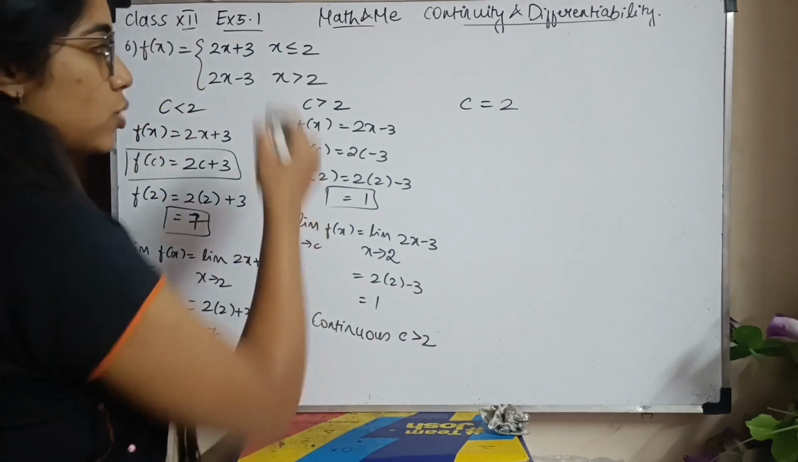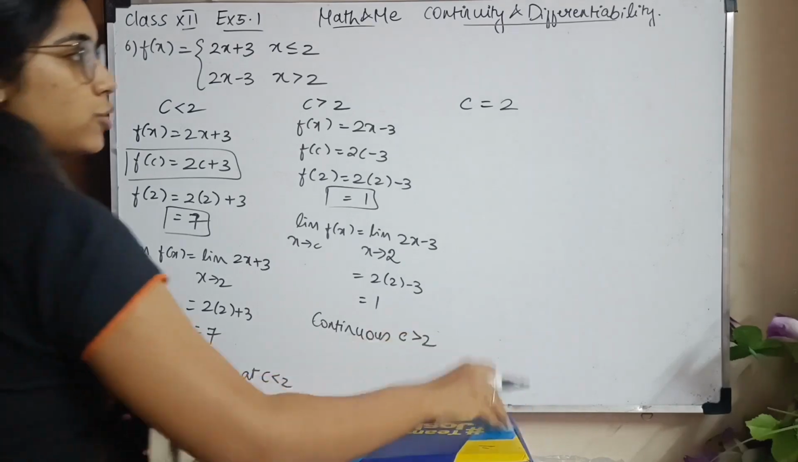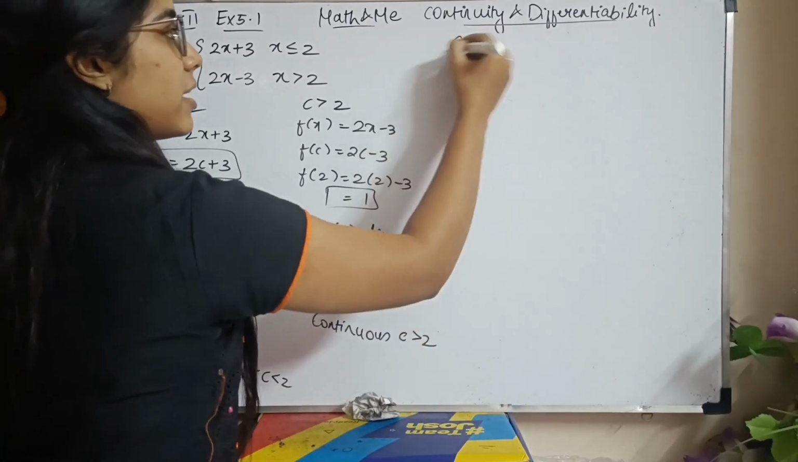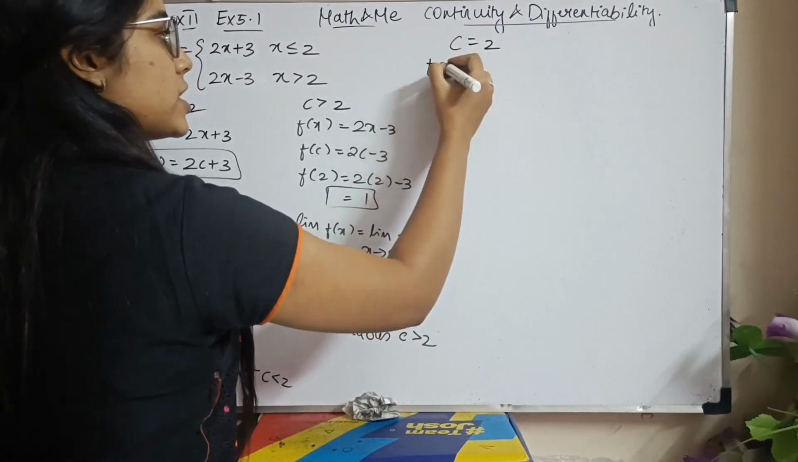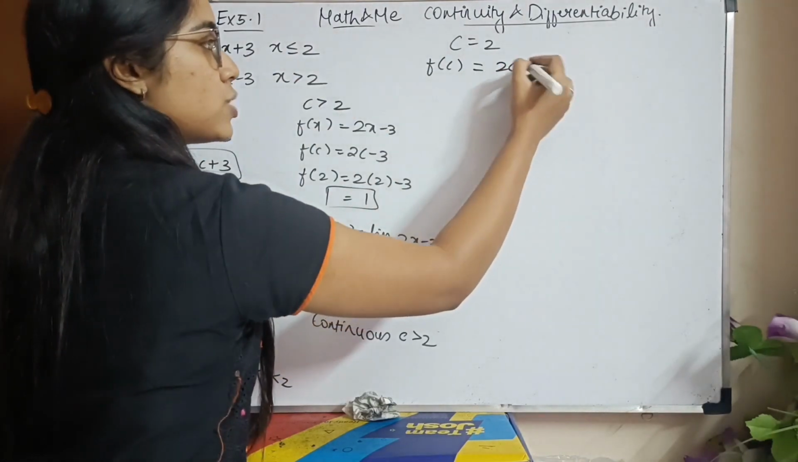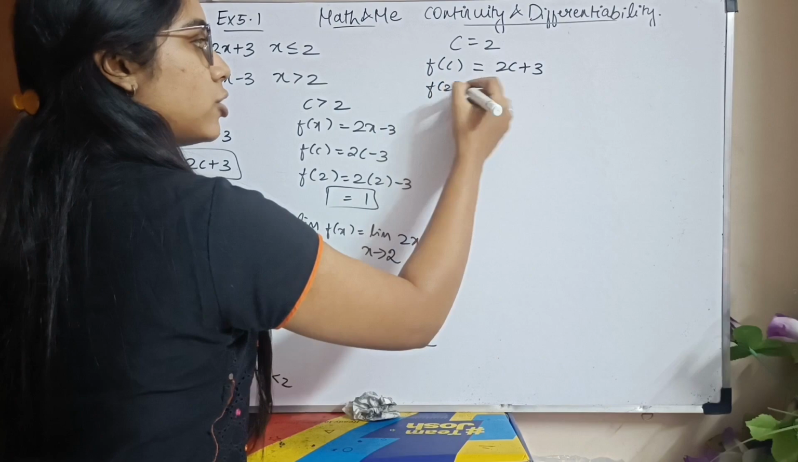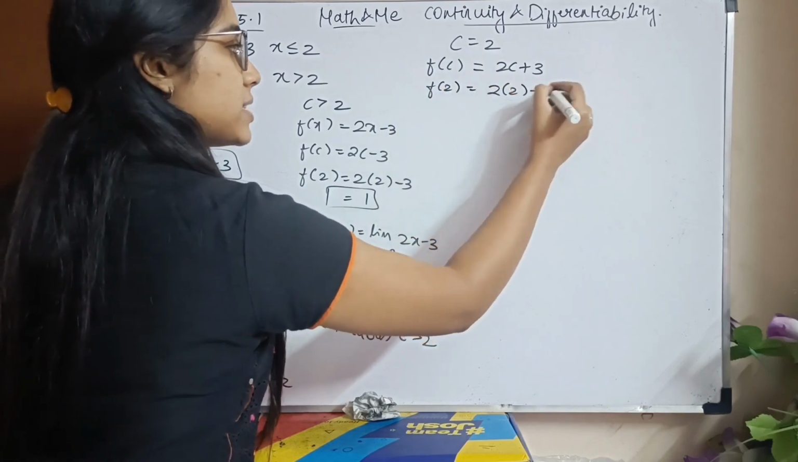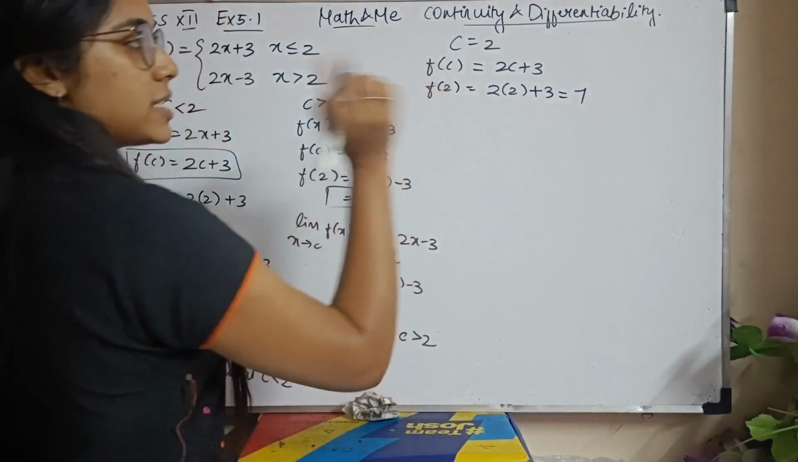If c is equal to 2, I'll have two different conditions. So, I need to prove the left hand limit and the right hand limit. I'll write it here. So, c equal to 2. What is my f of c going to be? 2x plus 3, so 2c plus 3. And at 2, it will be 2 times 2 plus 3, which is 7. So, f of c is found.